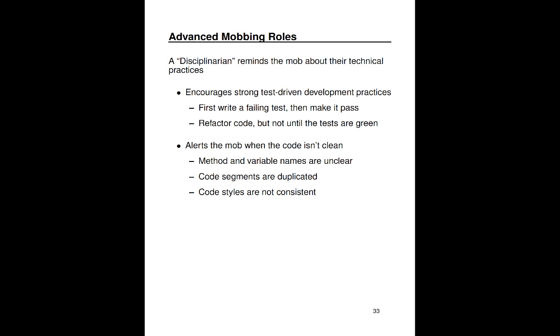The disciplinarian can also be on the lookout for code that isn't clean. So for instance, method and variable names that are unclear, or code segments that are duplicated many times, or coding styles that aren't consistent, which can happen a lot when you've got multiple people serving in the driver role.